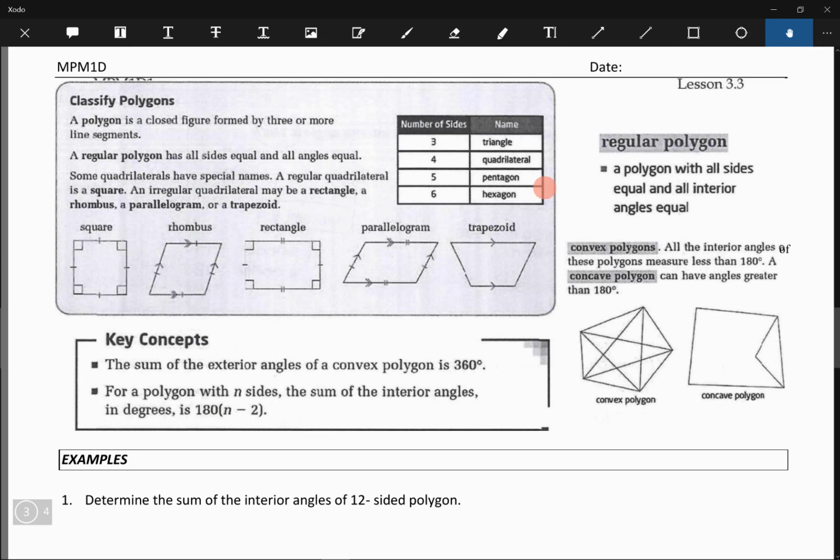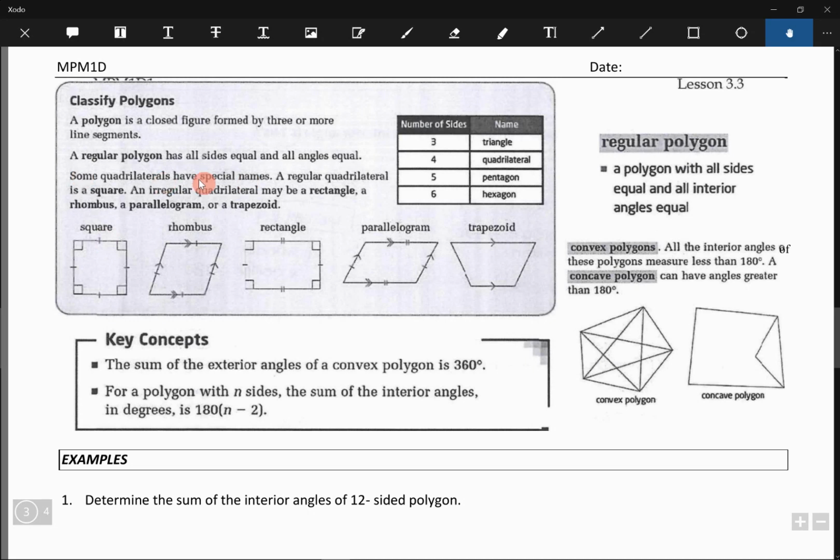Classifying polygons. So again, a polygon is a closed figure formed by 3 or more line segments, and a regular polygon has all sides equal and all angles equal. So that's a regular polygon. If it's not regular, then you can have different side lengths and different angles in that polygon.